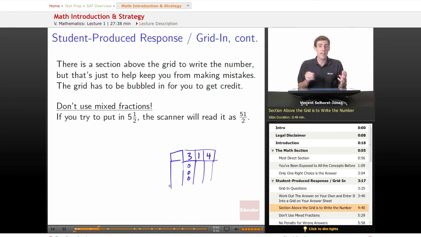But if you write it in and you don't bubble in anything, you won't get any credit. Writing it in is just to help make sure you don't make any mistakes, to help you have something to reference. You'd be like, oh, it was a 3 here, so I'm going to bubble in a 3. Oh, it was a 1 here, so I'm going to bubble in a 1, and so on. Remember, you have to bubble into the grid to actually get credit. If you write the number down, that's not enough. It's just a step to help you bubble things in. You could even bubble in your answer without writing it down, but you might make a mistake.